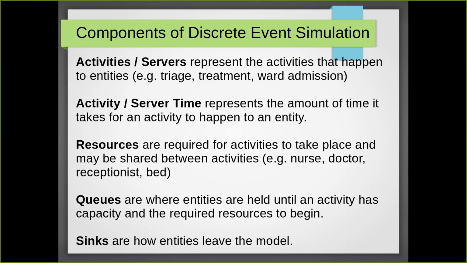Queues are essentially where our entities wait until the activity has the capacity and the required resource to begin. Often they are physical queues, but they may not be. You may have an actual physical queue in which people are standing and waiting. You might have a waiting room style queue where people are sitting and waiting, and they may be prioritized in some way. And you may also have a more abstract kind of queue where they're on a waiting list for something, and it may take place over a longer period of time. Still a queue in this kind of model.